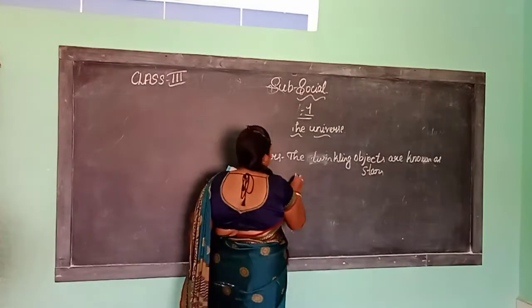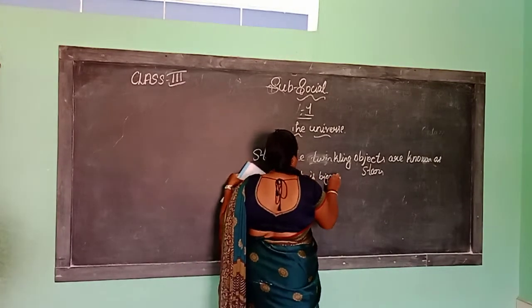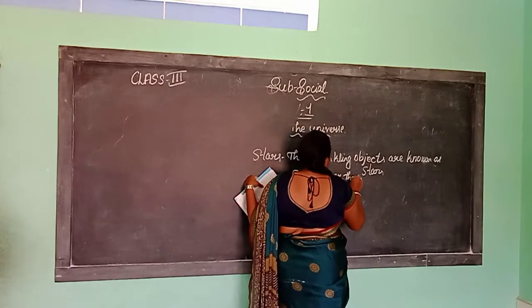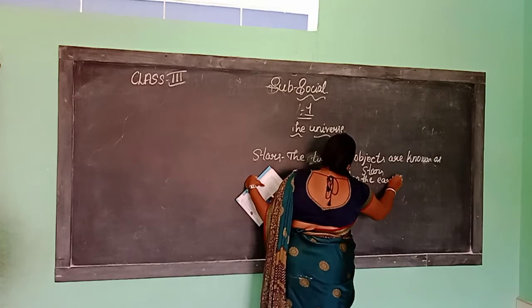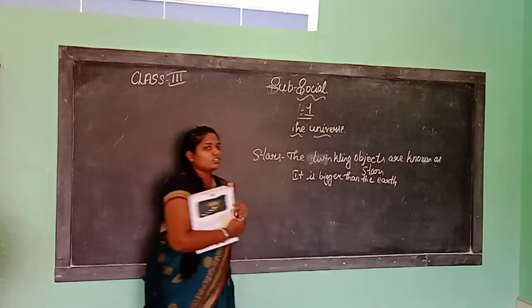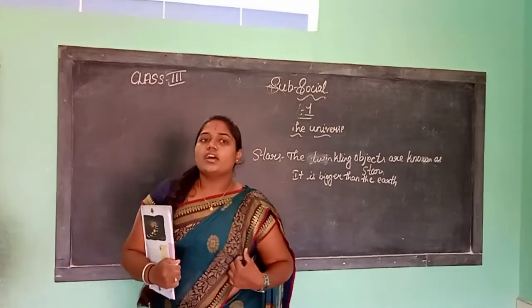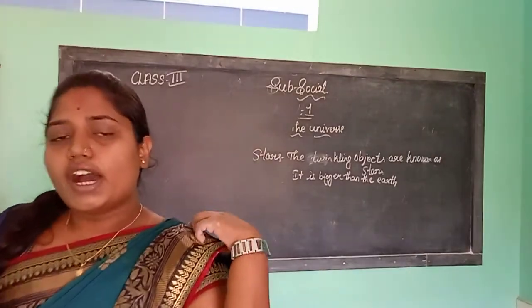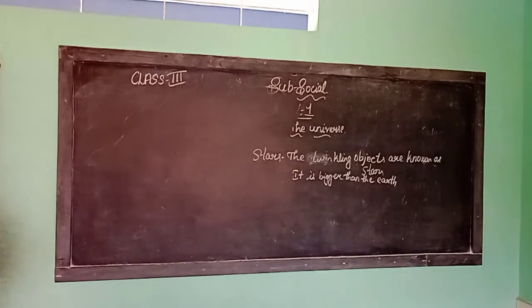So why does it look small? Because it is far away from us, so it looks small to us.